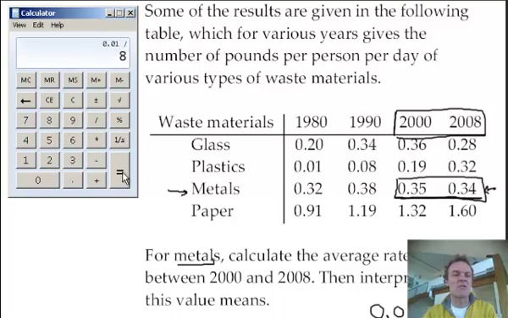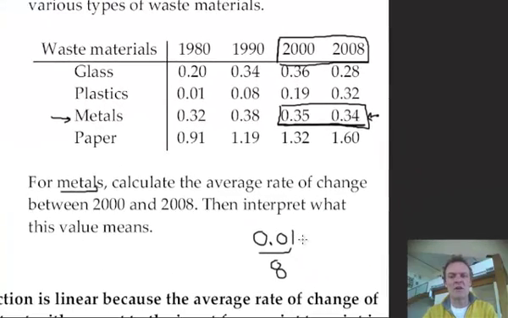Again, it's like the unit rates we did last chapter. And that's it, 0.00125. And again, that's pounds per year, not 0.01 for 8 years, but 0.00125 per year. It's like doing unit rates.